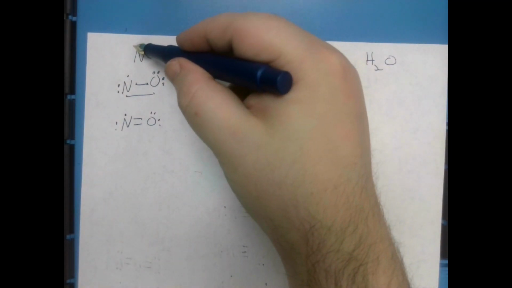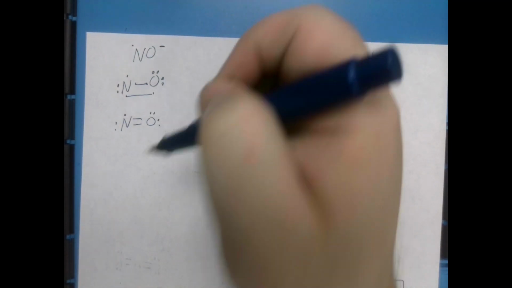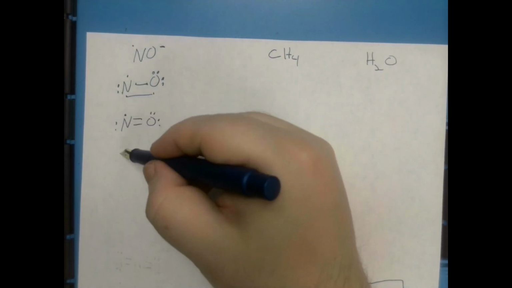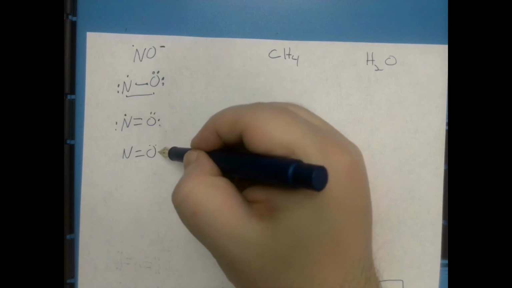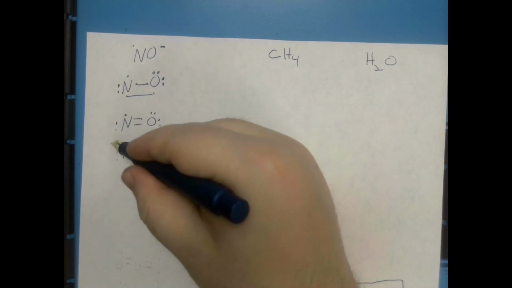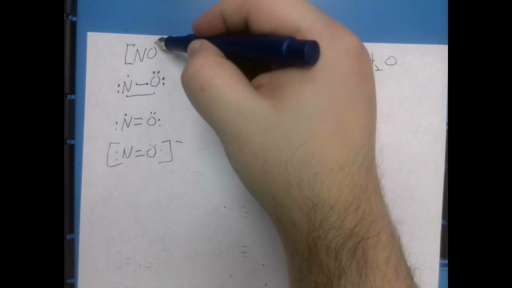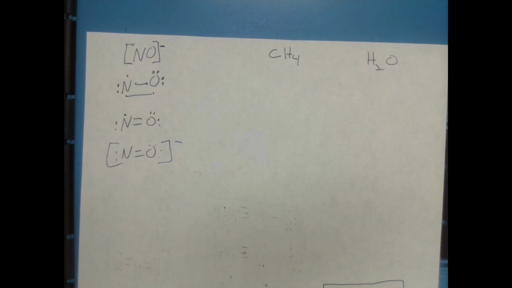Actually, I told you all wrong. This should have been N negative. If we throw away this electron, it becomes N double bond. It becomes an ion. I forgot that this is technically an ion. So remove an electron.